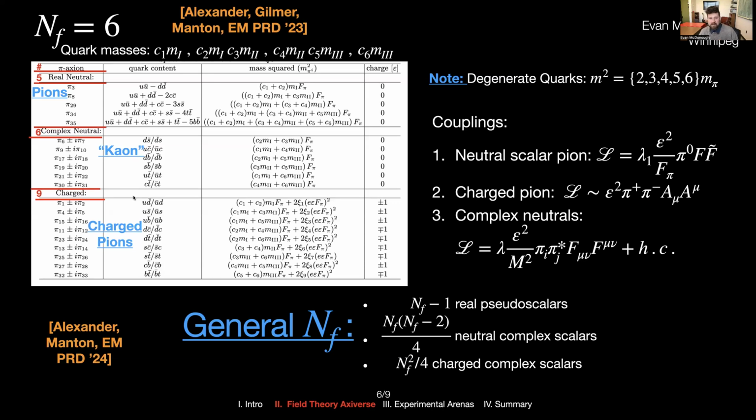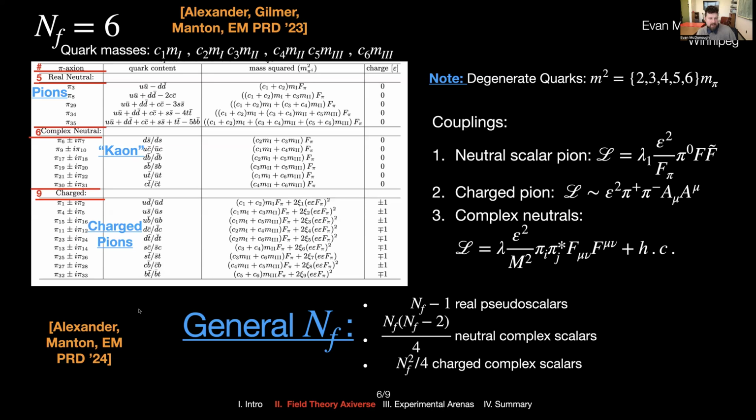And I'll note that these expressions here, if I were to take degenerate quark masses, then the masses of these neutral pions would just be integer multiples of 1 benchmark scale. And the couplings here, you have your regular pseudoscalar coupling with some anomaly coefficient lambda 1 that you can usually work out from evaluating some triangle diagrams. The charged pions couple to the photon field, and the complex neutrals will couple to the field strength. And in principle, you can have flavor violating currents and things like this. That depends on the details of how this Axiverse model is constructed.